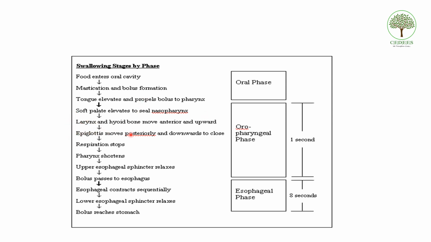One of the important things that happens in the pharyngeal phase: the larynx elevates and the epiglottis closes the airway, so that respiration stops momentarily, and the pharynx contracts and the upper esophageal sphincter relaxes. So the bolus is pushed into the esophagus. In the esophagus, peristalsis happens so that it reaches the stomach, okay. So these are the stages of deglutition.